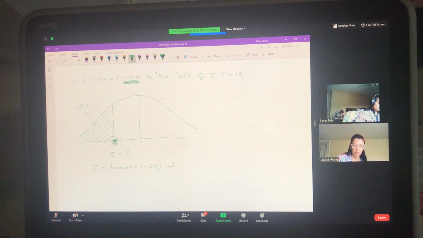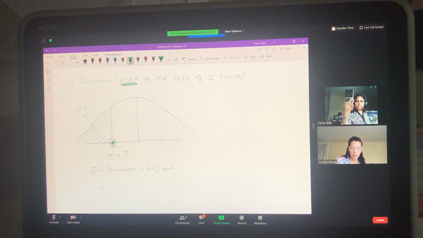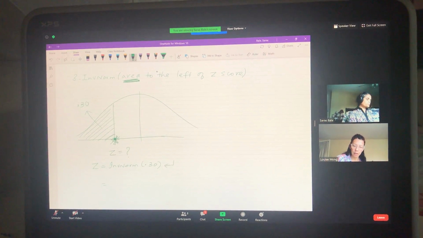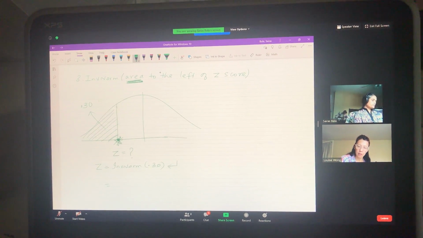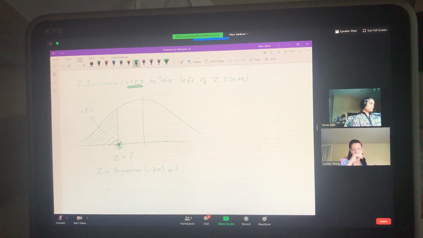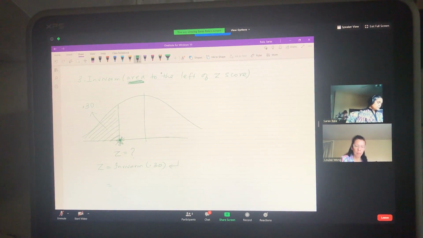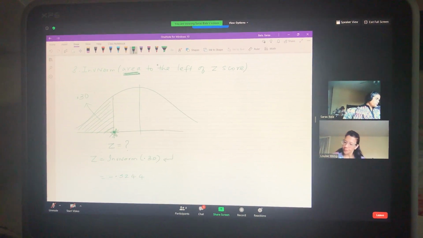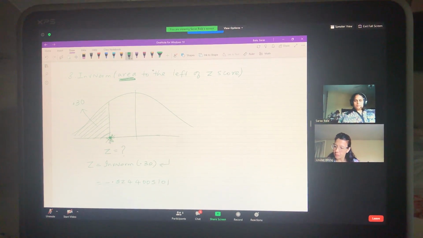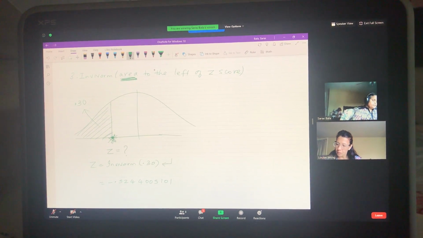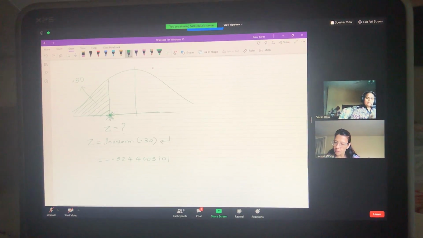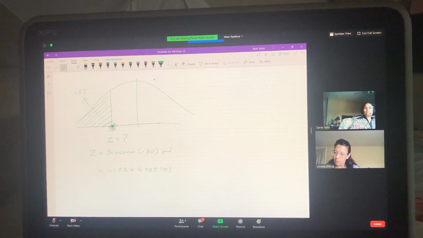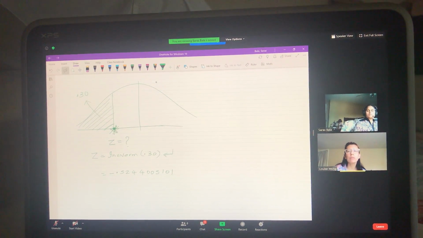And that's going to be hit, and you can use your TI. So that's going to give you the z-score. Second, option number 3, invNorm 0.30, and you get that number, which is negative 0.5244005101. This is the long number that you are going to get. If you are using your z-table, it will give you negative 0.52. So this one is the area to the left.